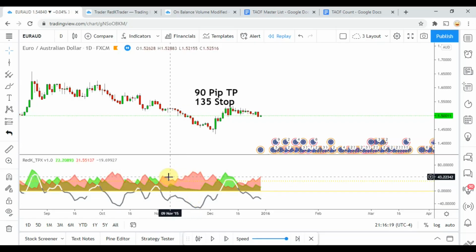And so what we are looking for is for these peaks and valleys back here, these mountains, these clouds, whatever you want to call it, to be either red or green. And we're looking for them to be either red or green, and also over this 30 dotted line.